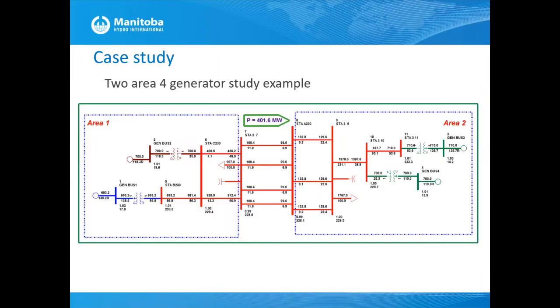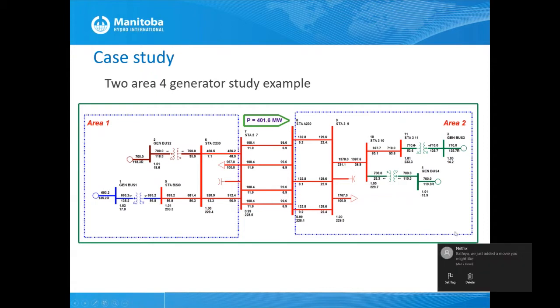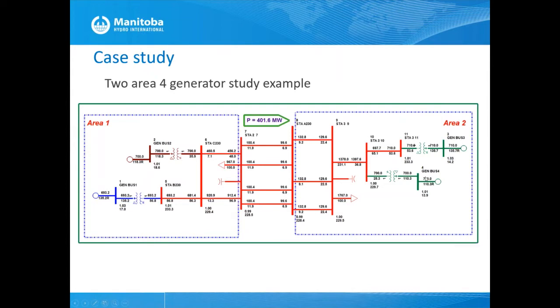So this is a two-area system. On your left-hand side, we have two generators, generator 1 and 2, providing about 700 megawatts. And on your right-hand side, we have area number 2, where we have generator 3 and generator 4.